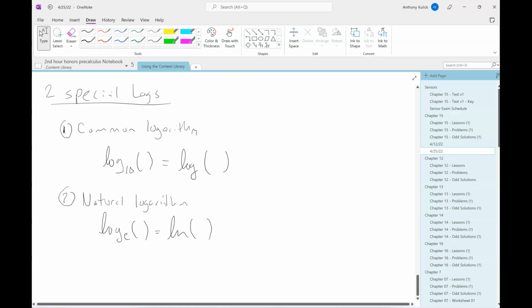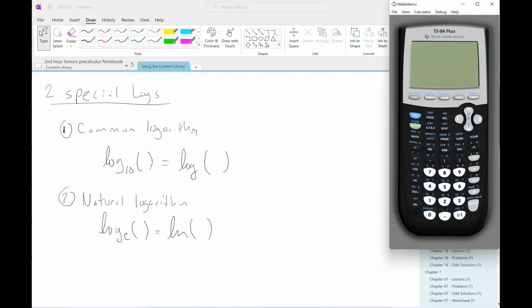All right. The nice part about the natural log and the common log is they're built into all of our calculators. So if I wanted to do the common log of 7,000, I can just type it into my calculator. Or if I want to do the natural log of 4.5, I can just type it into my calculator, and it's built in for me. Everybody cool with that? All right.